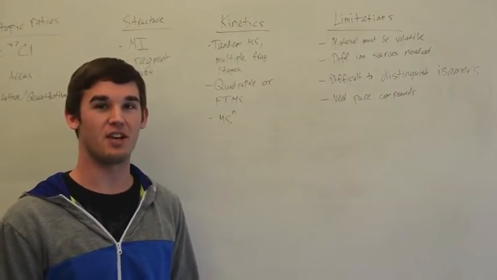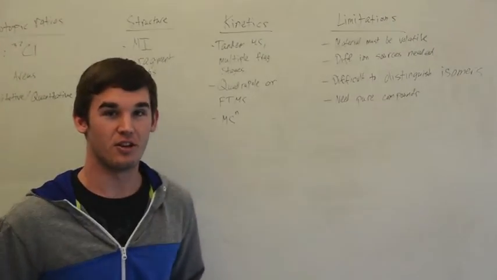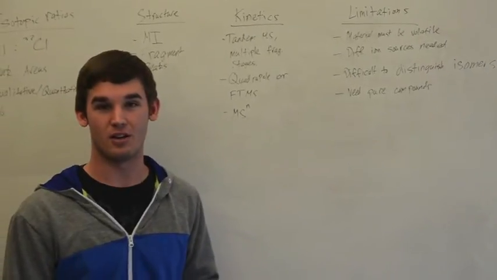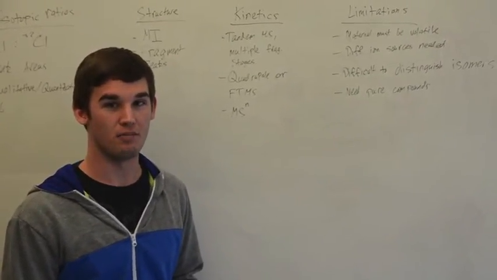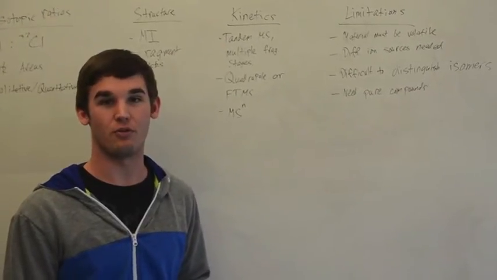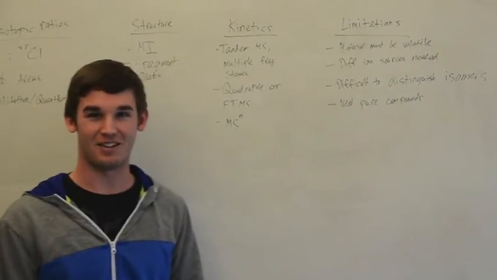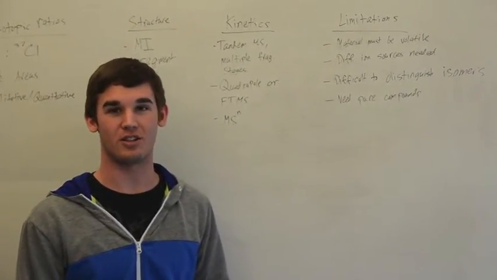This is done using tandem mass spec in multiple fragmentation stages. The number of fragmentation stages used is designated by a superscripted n. So if you had 3 fragmentation stages, you would have a 3 there. This is usually done using a Fourier transform mass spec or a quadrupole. And analyzing how the chemical composition changes with time is how you study the reaction kinetics.